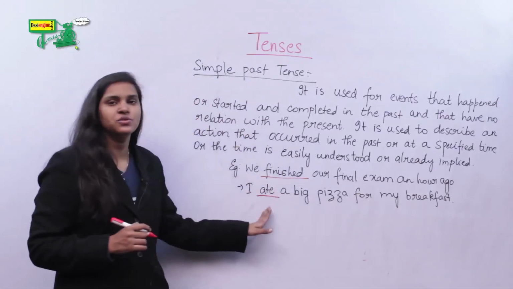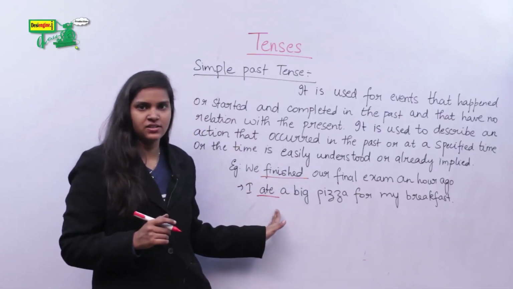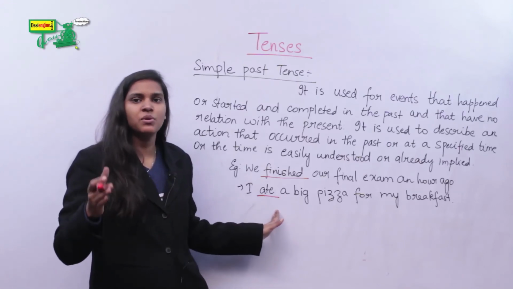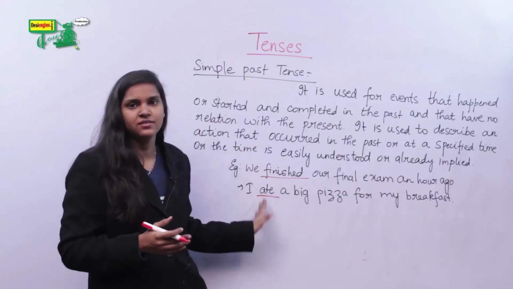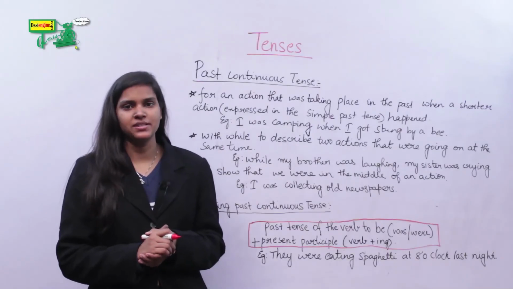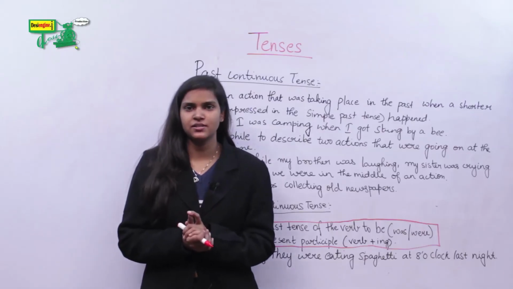Here, the usage of simple past tense is "ate." That is, the simple past tense of eat, which is ate. Let's talk about the next kind of past tense, that is past continuous tense.